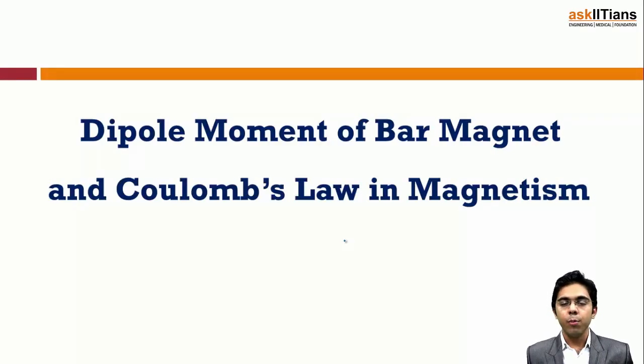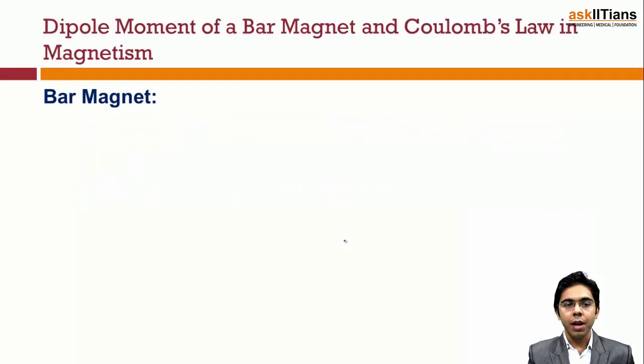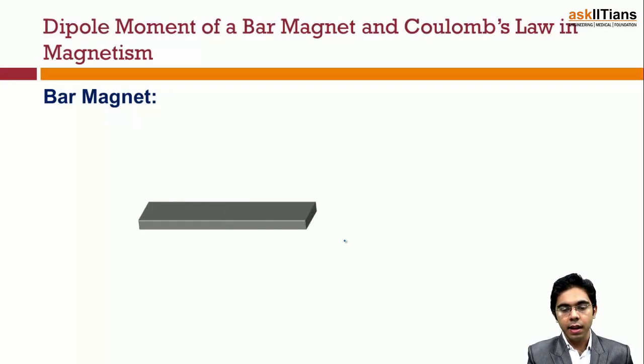Now guys, dipole moment of a bar magnet and Coulomb's law in magnetism. First, review the bar magnet. We have seen that this is the bar magnet and these are the poles. This is the north pole and this is the south pole. We have already looked at this, and this is the magnetic moment of the bar magnet, and I have already told you earlier that we are going to define this. So we are defining this thing.